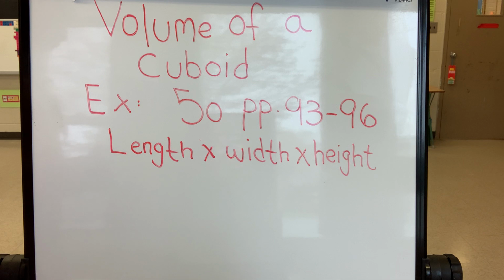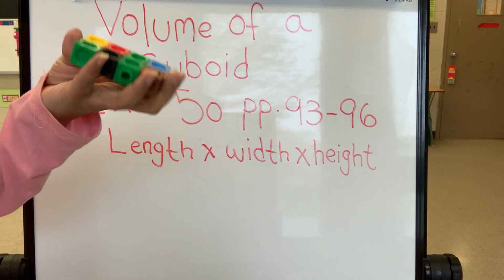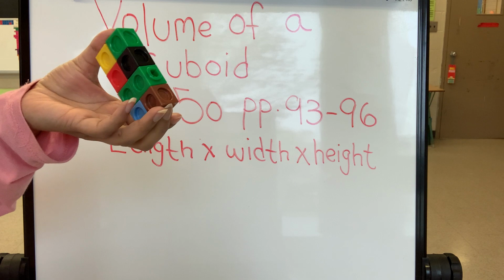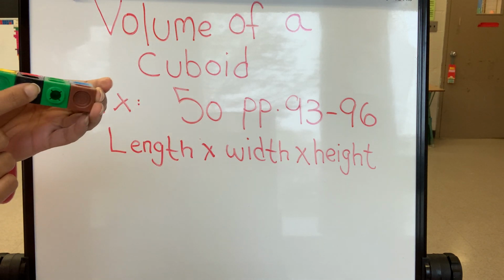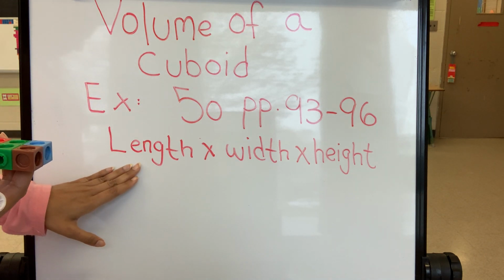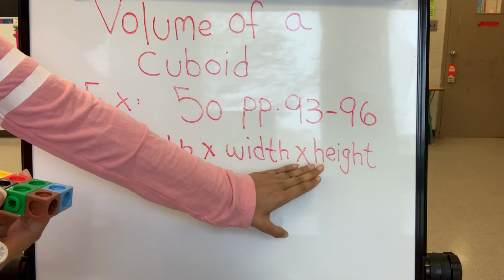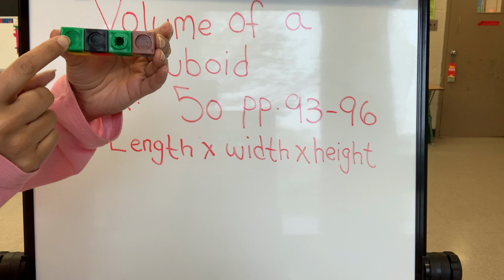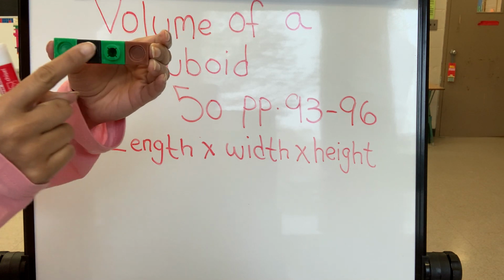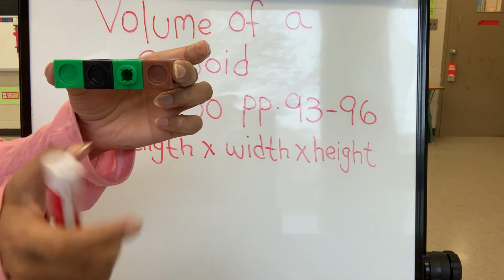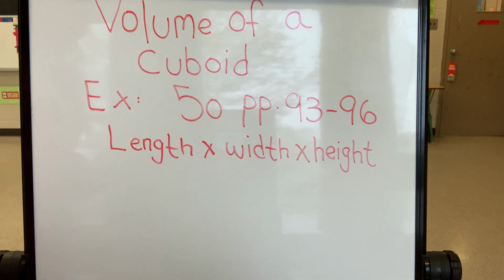Okay, so let's get started and let's have some examples. So let's say this, right? It's a cuboid. And how many cubes are there altogether? Well, I am not going to count that, but I know that if I multiply my length by my width by my height, I would be able to find out. So here we go. I have 4 for my length. 1, 2, 3, and 4. So I know that my length would be 4.